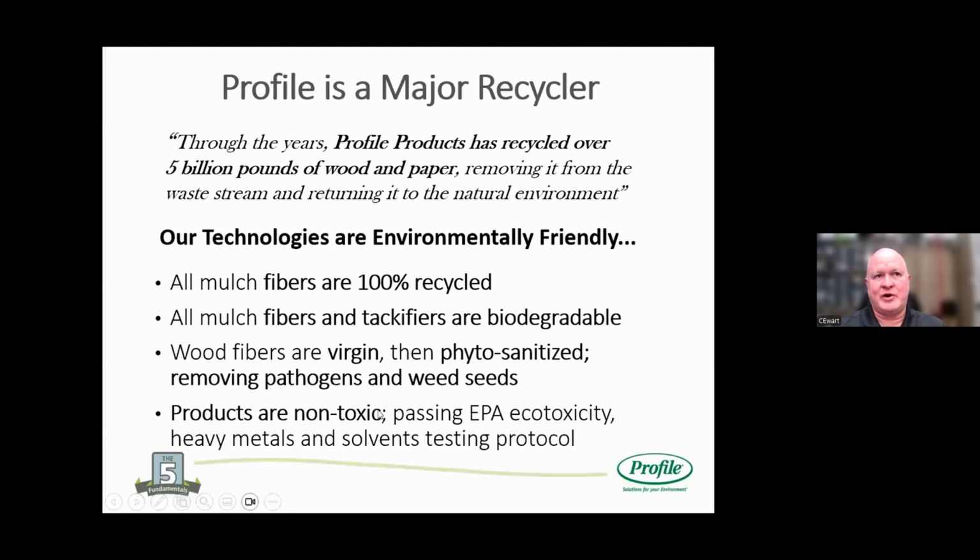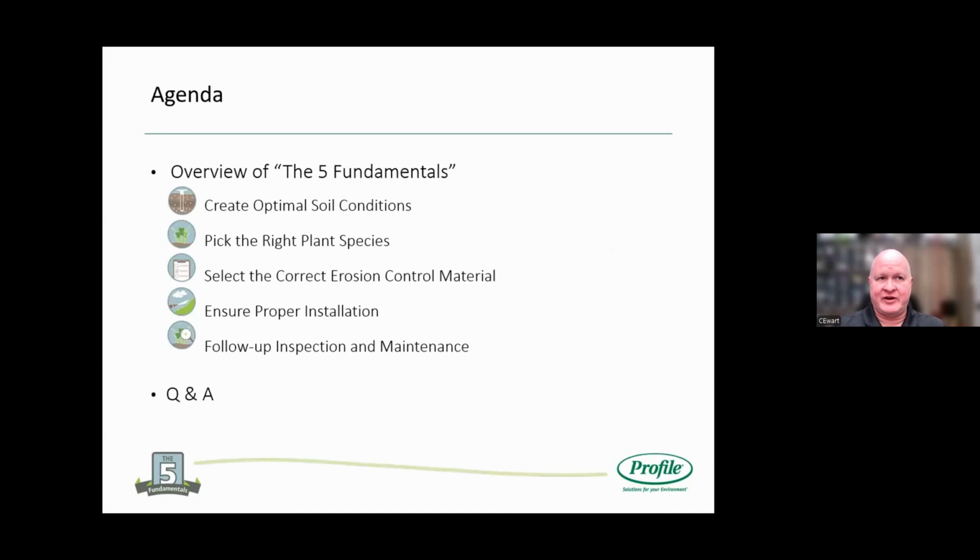So a little bit about Profile. As I mentioned, we're a hydraulic product manufacturer. We manufacture everything from recycled wood and plant materials, and it is basically hydroseeding and erosion control products that are applied with or without seed to slopes. Today we're going to cover the 5 fundamentals: creating optimal soil conditions, picking the right plant species, selecting the correct erosion control material, ensuring proper installation, and then follow-up inspection and maintenance. And then, as mentioned before, we'll deal with some Q&A at the end.